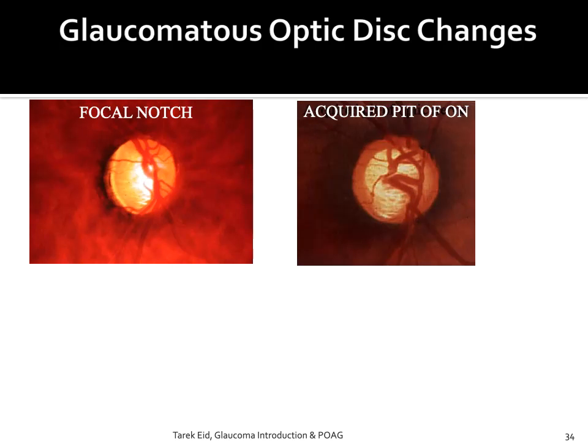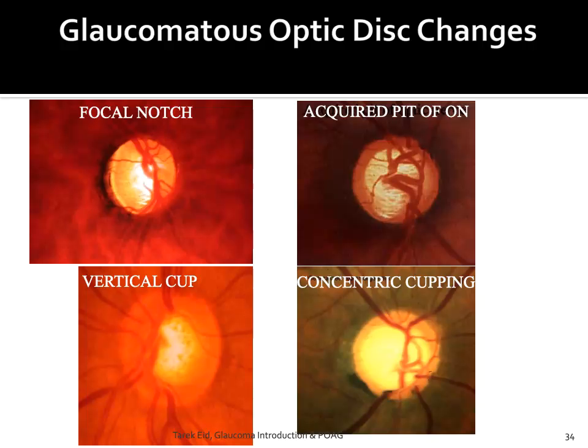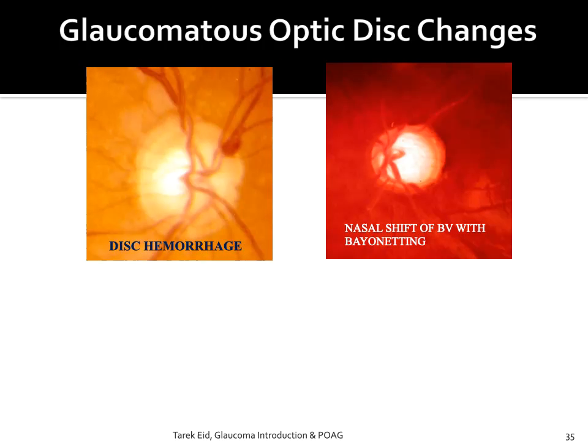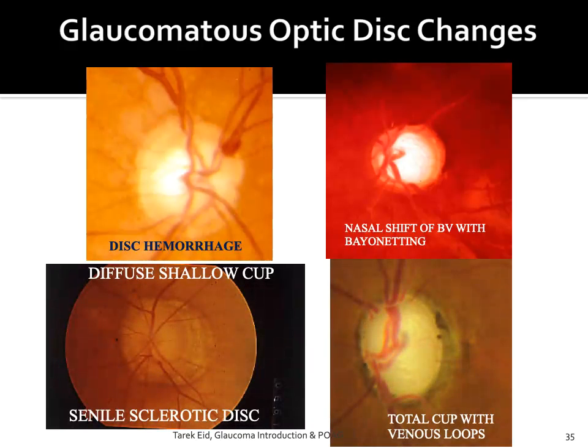We can see some localized changes like this inferior focal notching and inferior pit in the optic nerve, or we can see vertical cupping, where the cup is extending superiorly and inferiorly, or concentric cupping, where the cup extends diffusely in all meridians. Also, we can see disc hemorrhages, which is a flame-shaped hemorrhage crossing the edge of the optic disc. Again, there is also nasal shift of the blood vessels with bayonetting sign. We can have advanced disc damage, whether diffuse shallow cup or total cup with venous lobes. This is an end-stage picture.